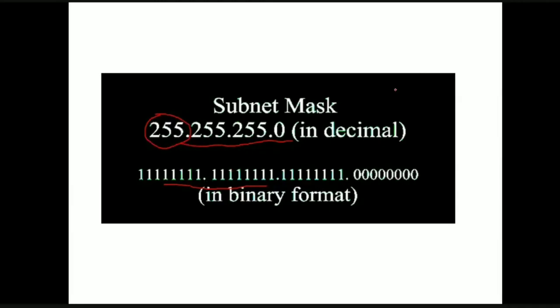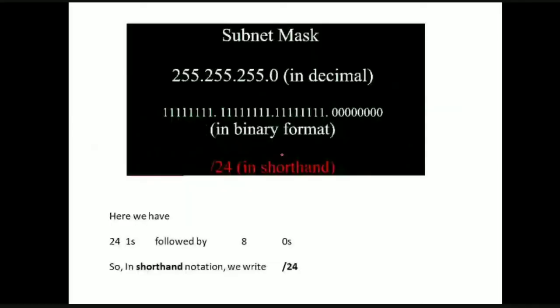That is, the subnet mask here is 255.255.255.0. If you see this subnet mask, we have all ones followed by 8 zeros, that is, 24 ones followed by 8 zeros. So in shorthand notation, how do we represent this subnet mask? We will write it as /24.